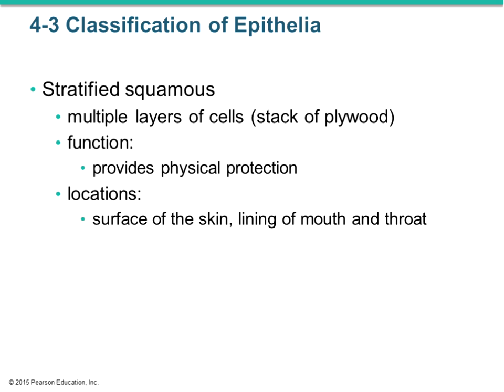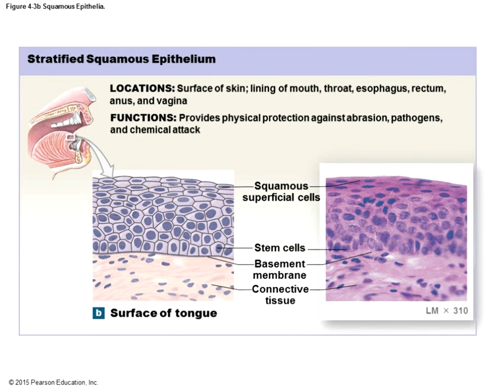Next one is stratified squamous. Stratified squamous is multiple layers of flat cells, and the main function here is strictly protection, right? And so our skin is a great example of stratified squamous epithelium. Multiple layers of cells stacked on top of each other, and it's going to provide nice protection, as you can see here, right? You have the basement membrane here, the free surface up here, and then you have all these cells lining up attached to the connective tissue.